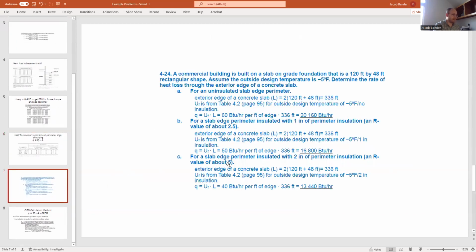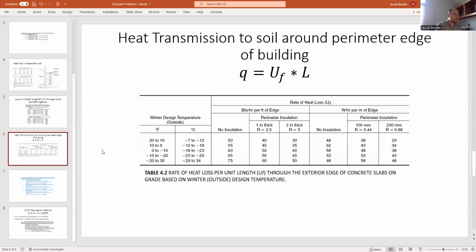So in the example problem that's here, a commercial building is built on a slab-on-grade foundation that is 120 feet by 48 feet, rectangular. Assume the outside design temperature is -5 degrees. Determine the rate of heat loss through the exterior edge of the concrete slab. Well, your -5 degrees is going to fall into this middle row all the way across. And so the values that we use are all going to be coming from here: 60 for no insulation, 50 for R2.5, and 40 for an R5.